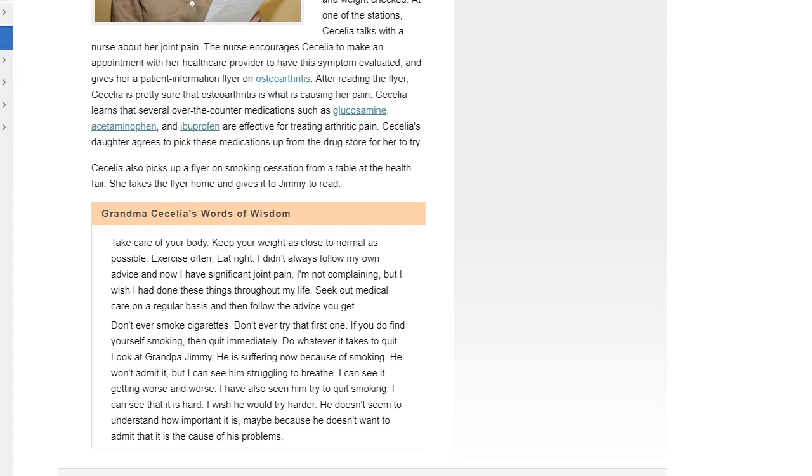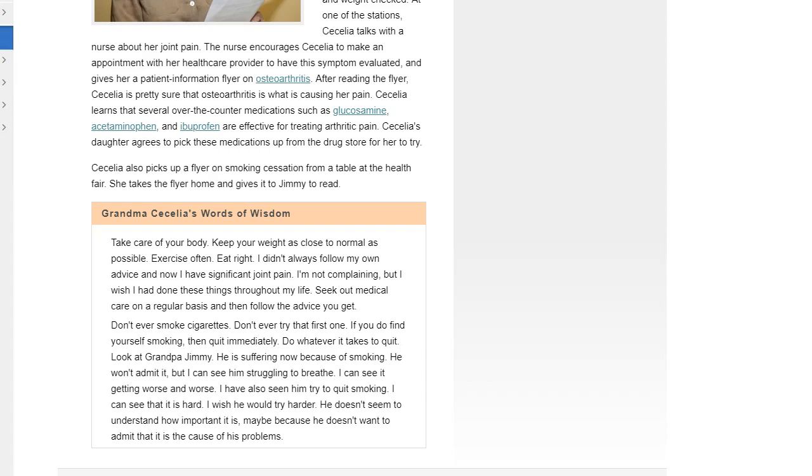Don't ever smoke cigarettes. Don't ever try that first one. If you do find yourself smoking, then quit immediately. Do whatever it takes to quit. Look at Grandpa Jimmy. He is suffering now because of smoking. He won't admit it, but I can see him struggling to breathe. I can see it getting worse and worse.